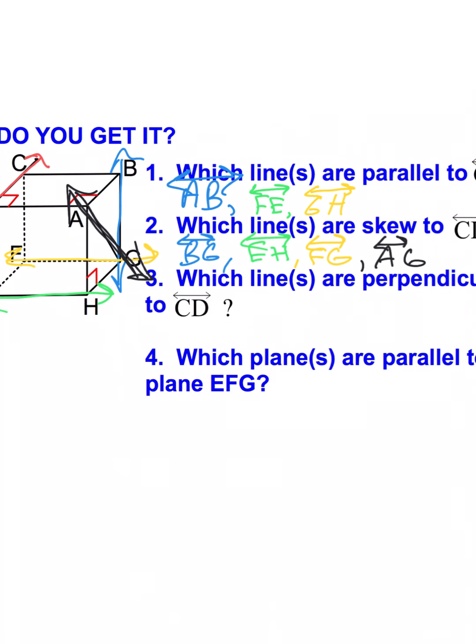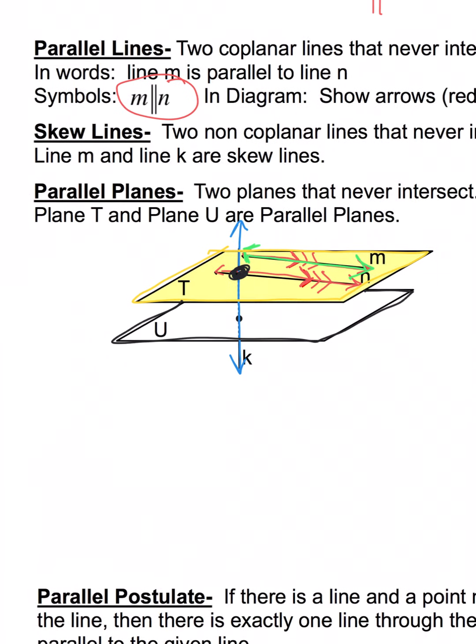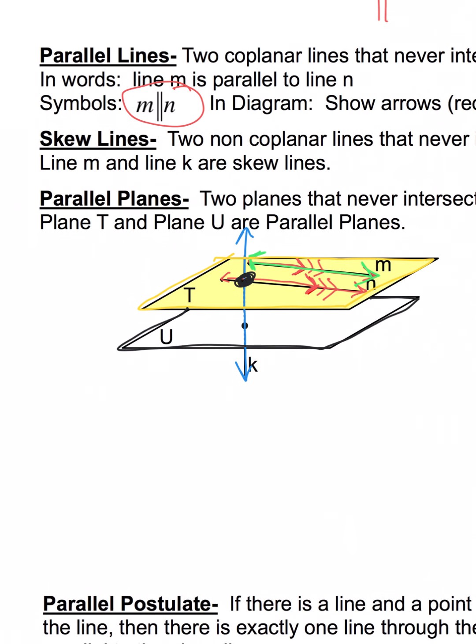Now notice I didn't list any of the ones that were parallel to it, right? Because technically our definition says two non-coplanar lines that never intersect, okay? And we're not considering them to be parallel, okay? So they have to not be parallel.